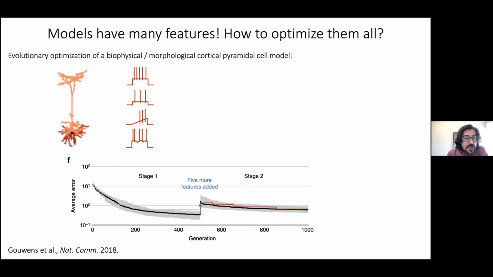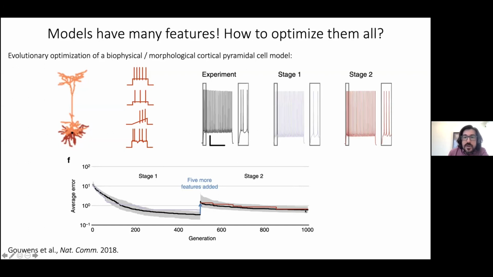So this was a population-based approach. And so at every generation, a bunch of models would be generated and evaluated relative to each other. And then over iterations, performance improved on all of these features. And then at some point, additional tests were added to the test set, and then performance improved even further. And so what you end up with is a model that in response to these kinds of somatic current injection stimuli resembles the experimental data quite well.